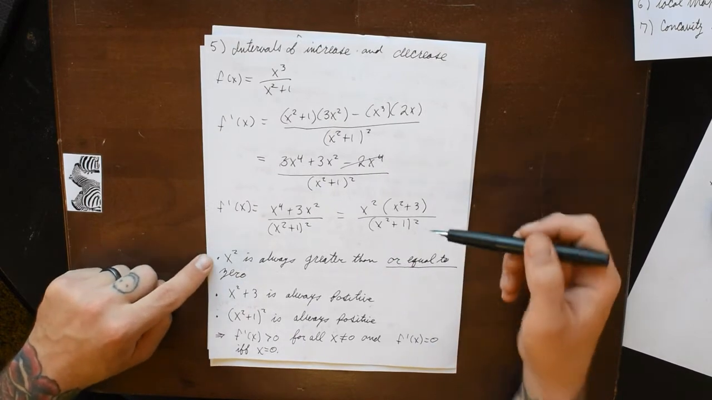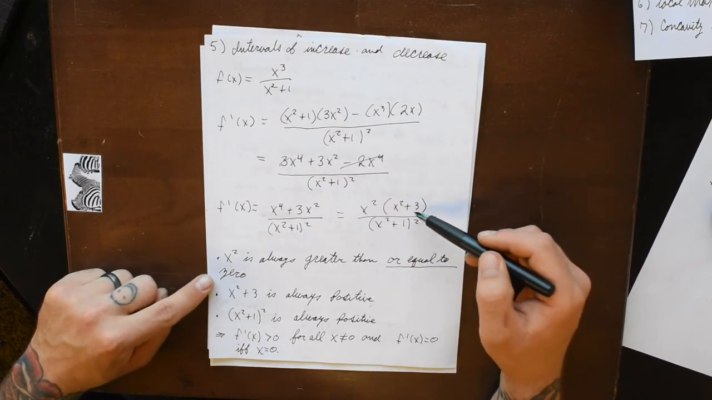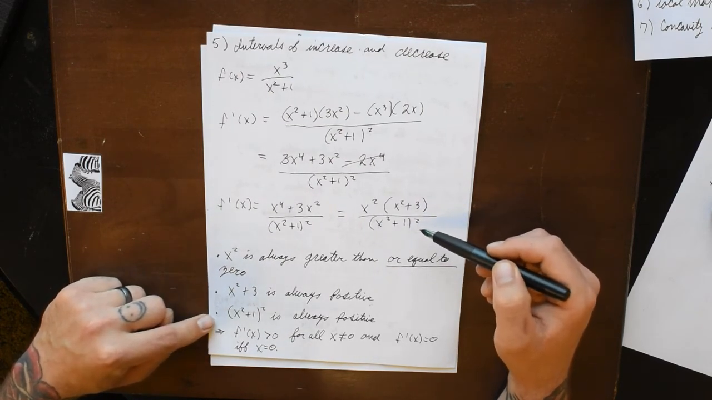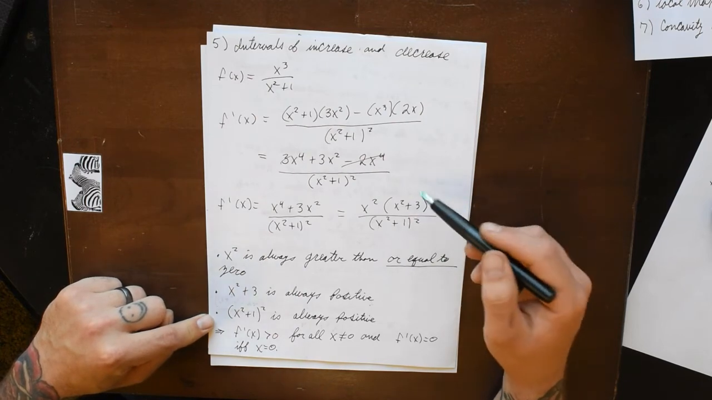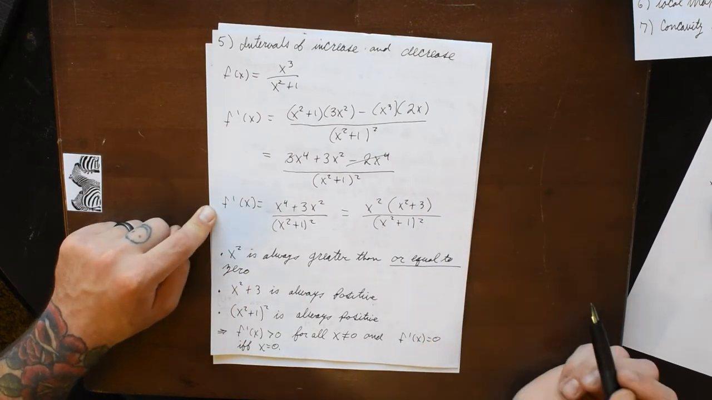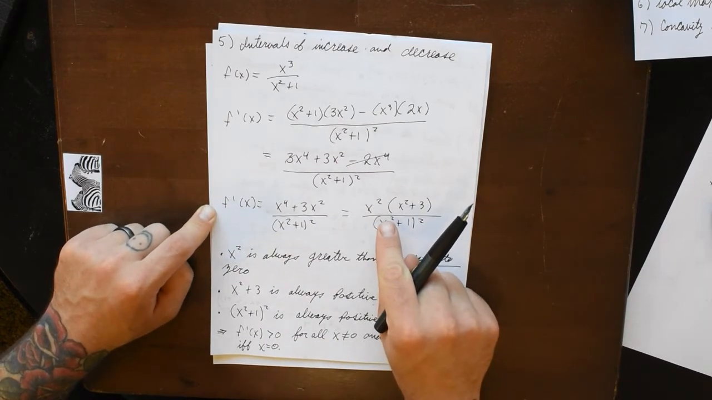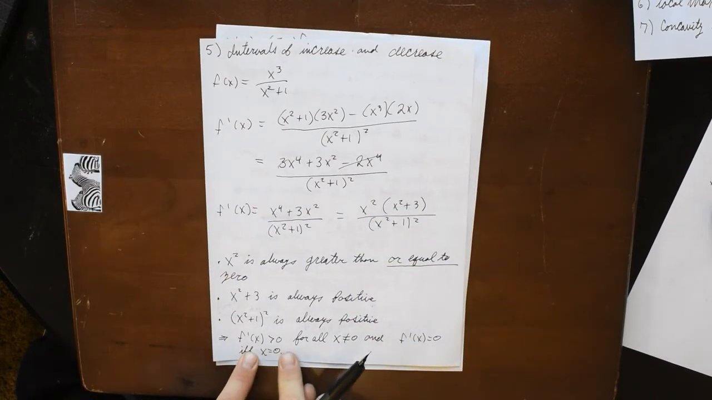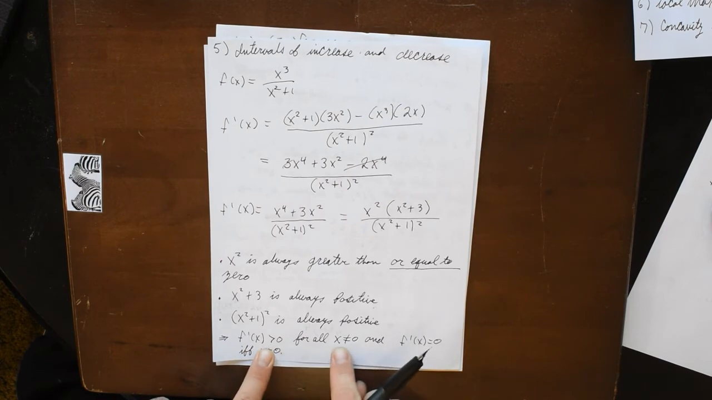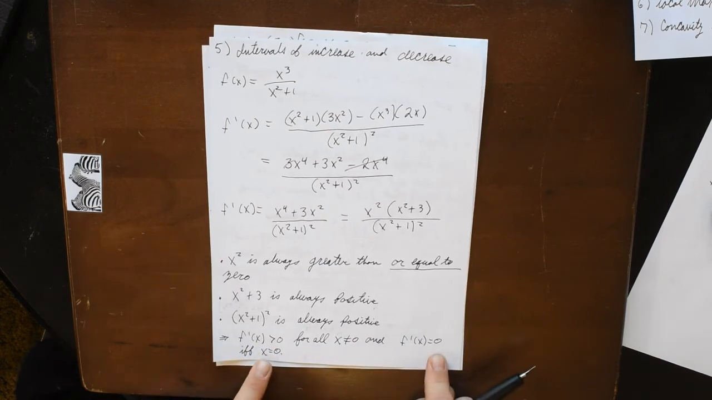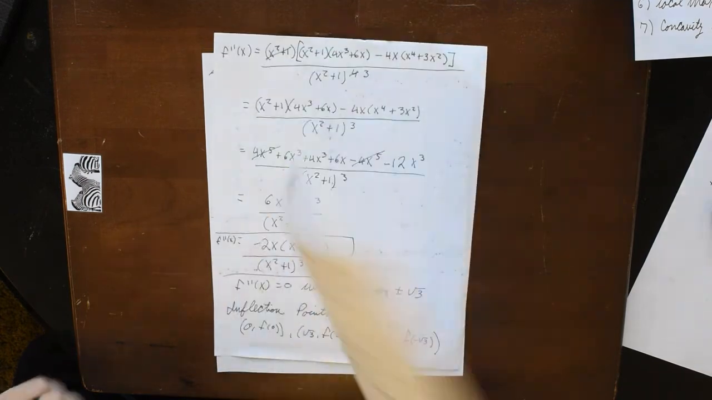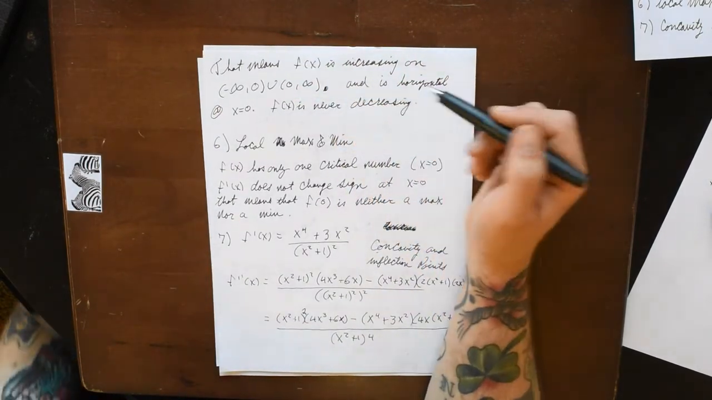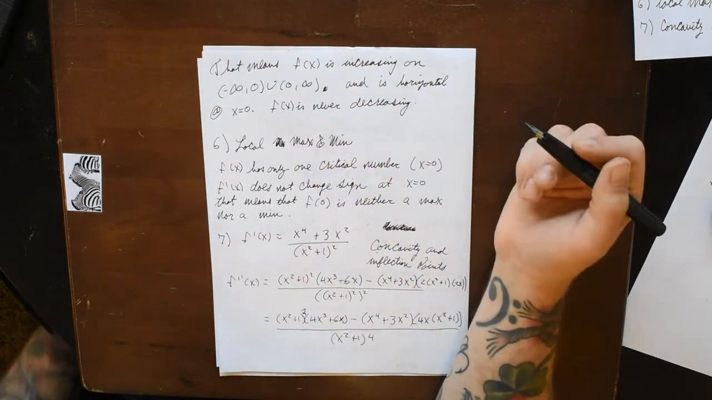So when we take a look at this, x squared is always greater than or equal to 0. X squared plus 3 is always greater than 0. And x squared plus 1 squared is always greater than 0. What this tells us is the derivative is always greater than or equal to 0. And the only time it equals 0 is when x is equal to 0. So we get f prime of x is positive, is increasing for all x different than 0, and we are horizontal when x is equal to 0. That means f of x is increasing on this interval and is horizontal at that point. F of x is never decreasing.